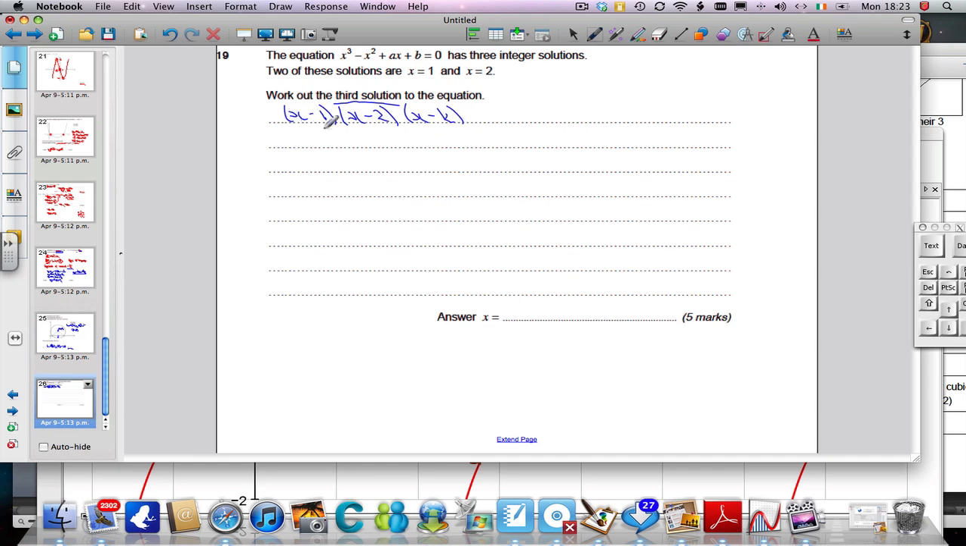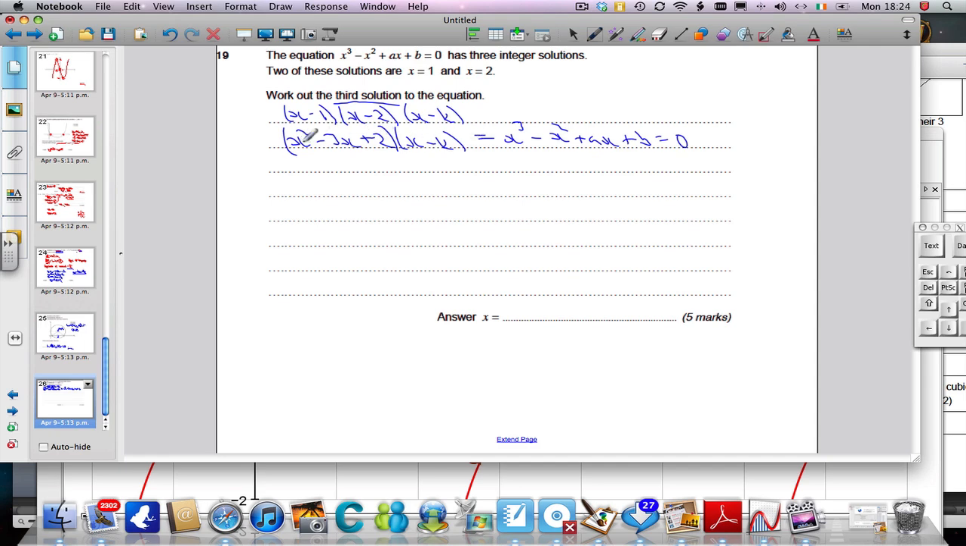Right, so let's expand this bit here to begin with. x times x is x squared. Expanding all of this, you get x squared minus 3x plus 2, and we're going to times that at some stage by x minus k. So this times this should and must give me x cubed minus x squared plus ax plus b equals 0.